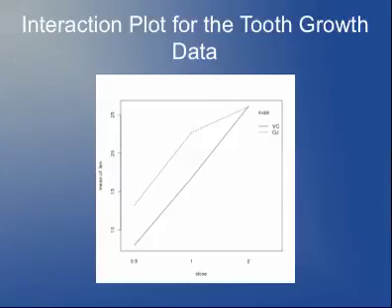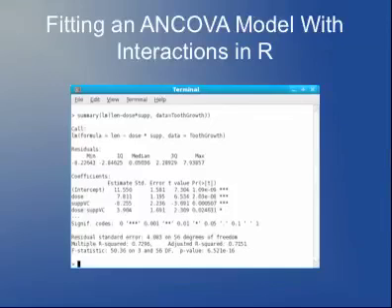it looks like these lines are not parallel, that for high values of orange juice, the slope is less than it is for low values. So, assuming that the slope's the same for both the ascorbic acid and orange juice groups probably isn't terrible, but we might get a slightly better fit if we fit a different slope to the ascorbic acid group. And so the simplest way to do that in R is to just tell it to fit an interaction.